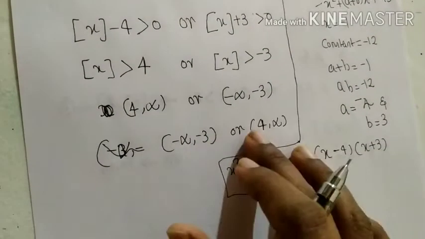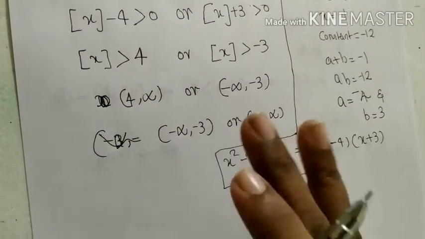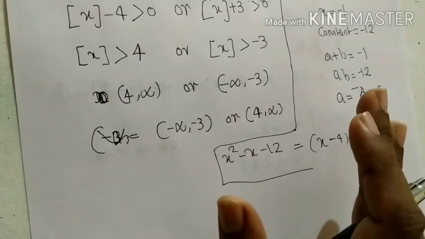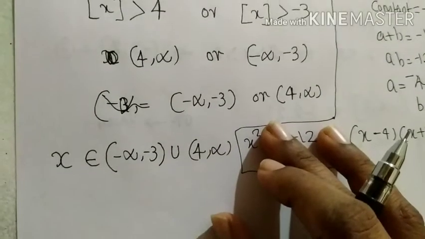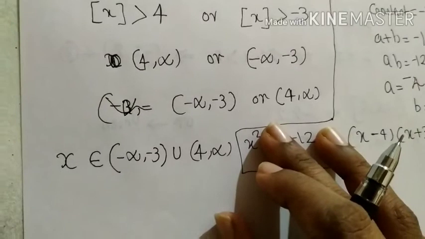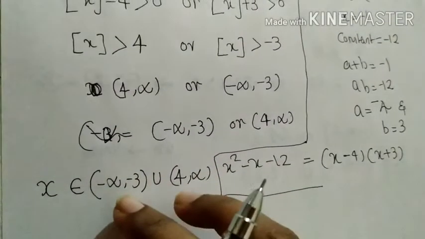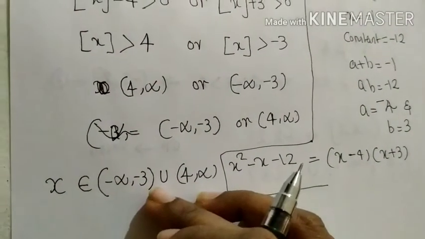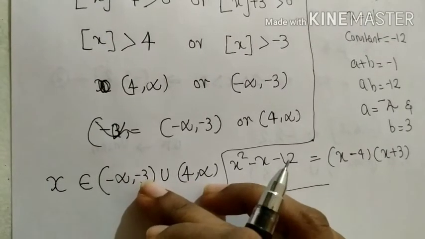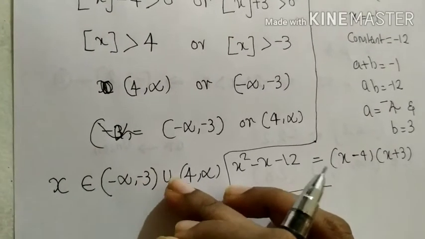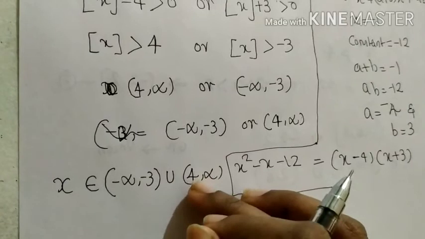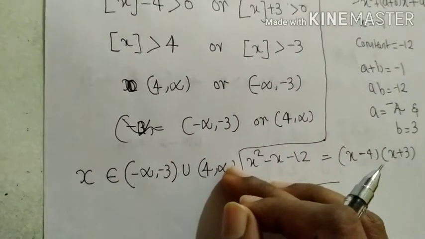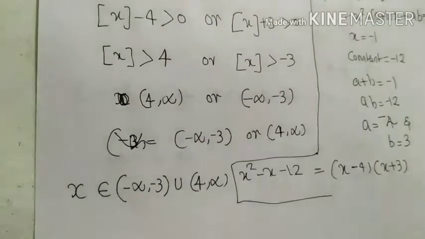If we observe these two intervals, there are no common elements. So we can write our domain of the whole function as the open interval minus infinity to minus 3, union the open interval 4 comma infinity. Okay, I hope you understood.